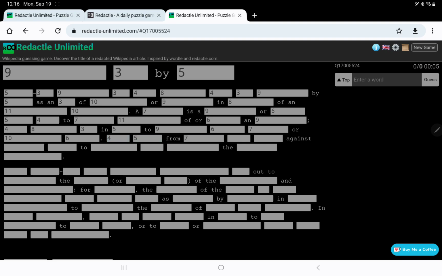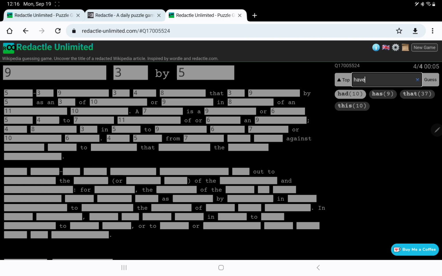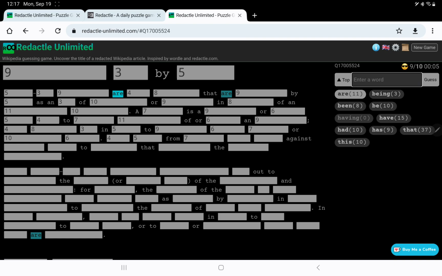So let's try some common words. This, that, and we have some that's. Has, had, have, having, be, been, being, are. Okay, so here's the definition. This 5.